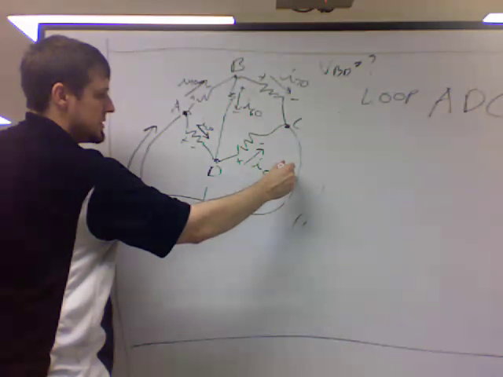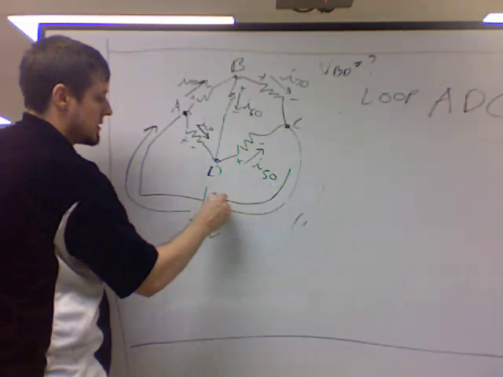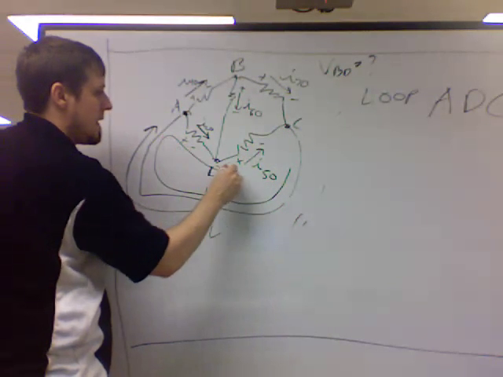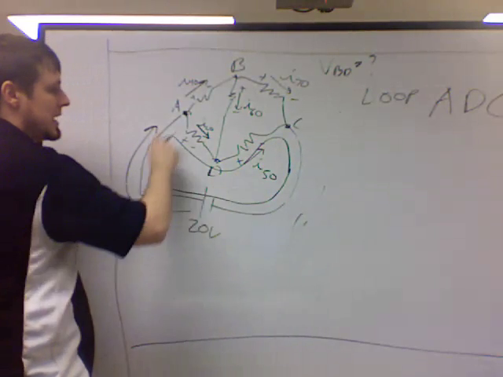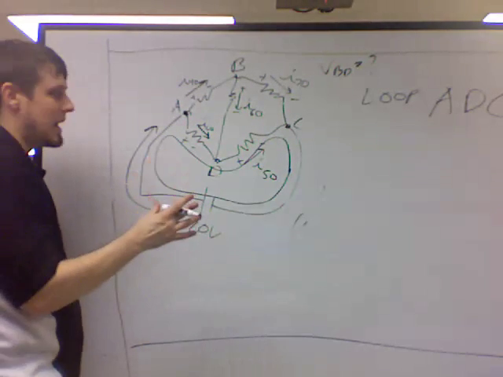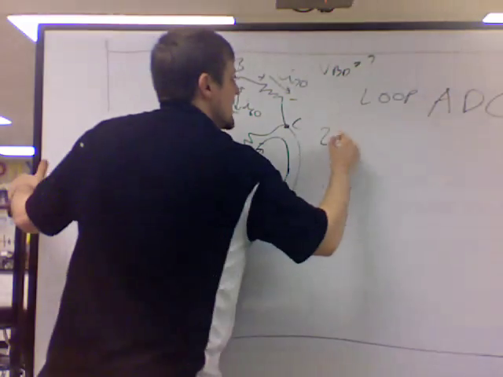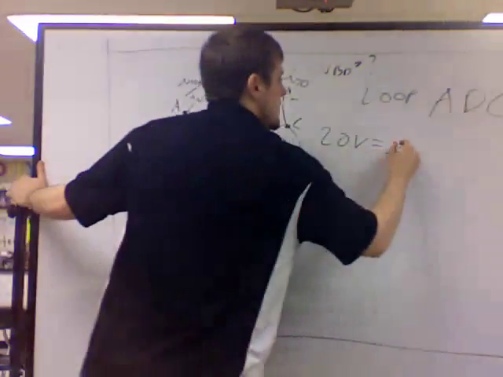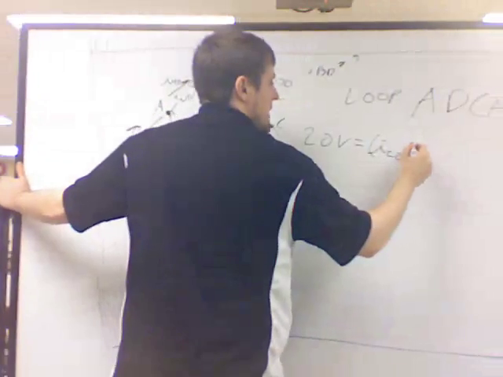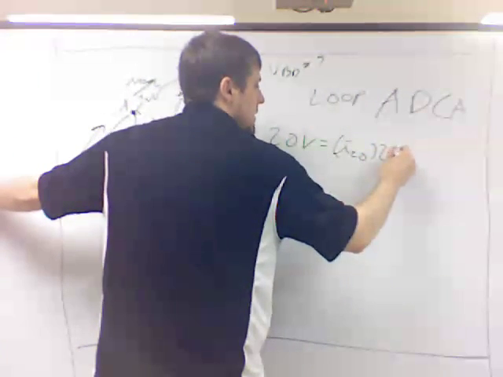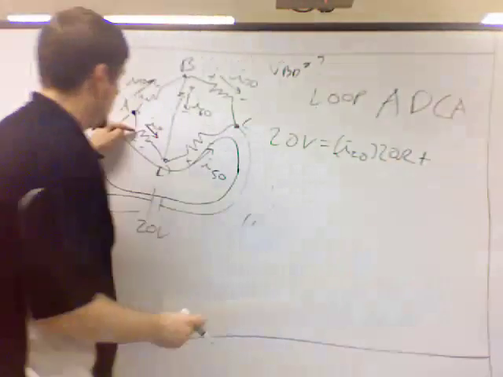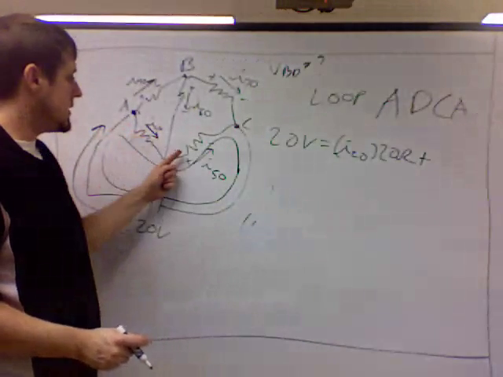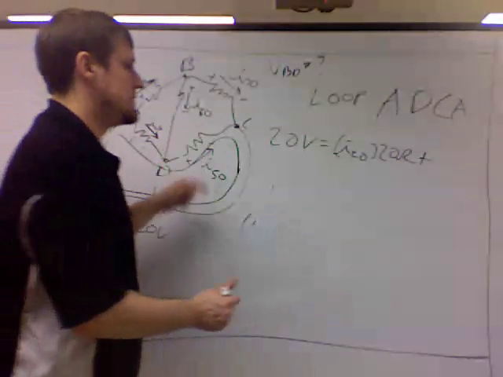But I want to draw on this one just so you can see this loop. It doesn't look like a circle. One like that. There's my loop. As long as it's a loop, you get to apply this. So the gains, 20 volts, equals the drops. Current I-20 times the 20 ohm resistor. There's a drop. Current through the 50 times the 50 ohm resistor.